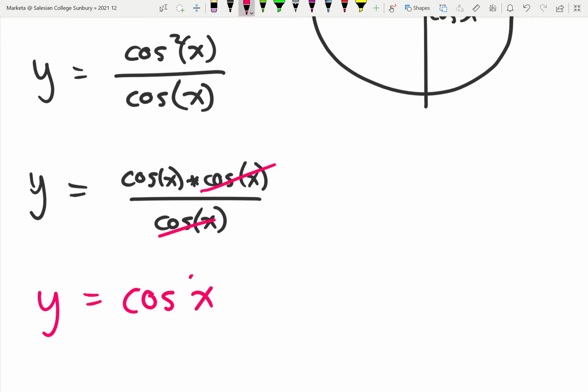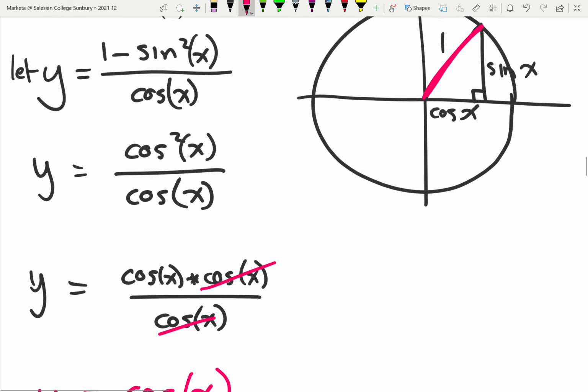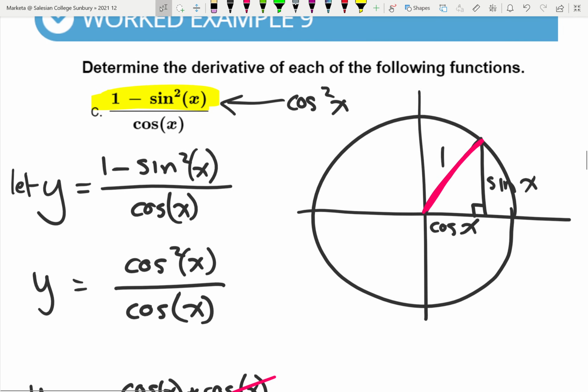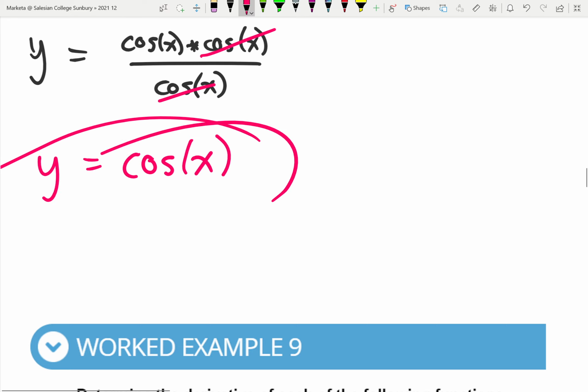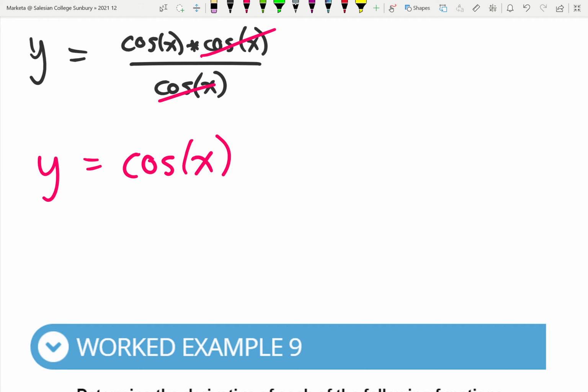And we've done a lot of work to get to this stage, a lot of thinking there, but we haven't at all answered the question because we're asked to find the derivative of the function. So if we want to find the derivative of cos x, well, that's really easy, but often people will just leave it at this because they've done a lot of work, so they won't realize they haven't actually answered the question at all.